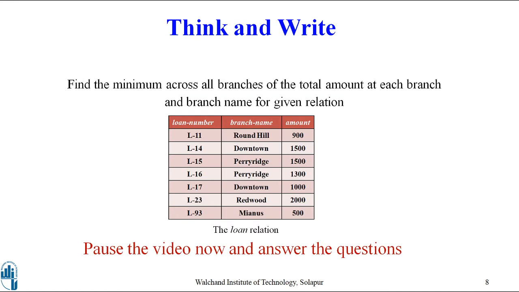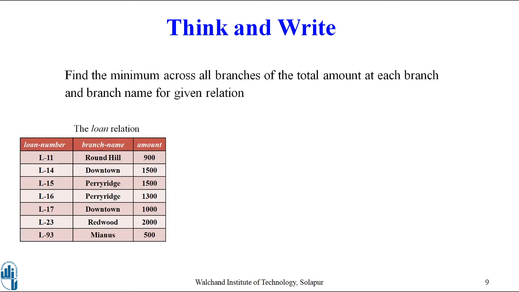Till now, we considered how to write the query using the derived relation. Now pause this video and reflect on this question for a minute or two and write your response. Once you have written the answer to this question, you can restart playing this video. The question is: find the minimum across all the branches of the total amount at each branch, and the branch name, for the given relation using the derived relation.